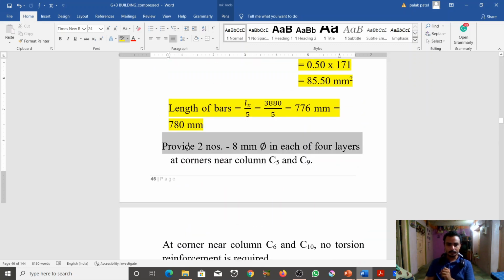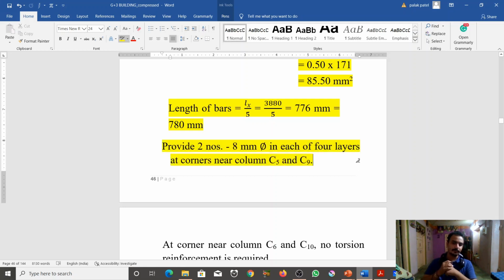So provide 8 mm diameter bars in 4 layers at corners near C5 and C9. The number of bars we find out means capital Ast divided by small ast. The cross-section area of an 8 mm diameter bar is 50 mm². So we require 4 numbers of bars in each of the 4 layers at corners near columns C5 and C9.